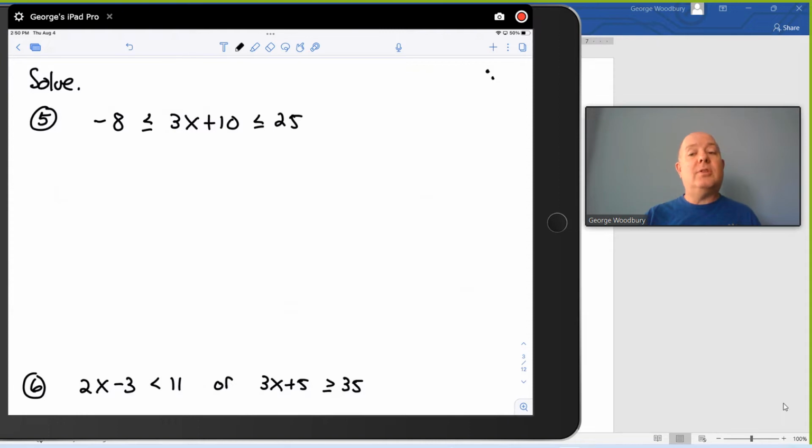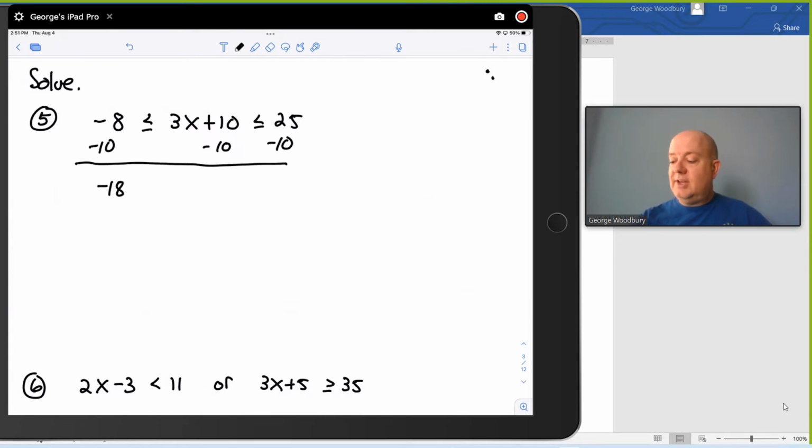We can solve it like a linear inequality. Imagine if the negative 8 part wasn't there and you just had 3x plus 10 is less than or equal to 25. You would subtract 10 from both sides of that inequality. Well, here we're going to subtract 10 from all three branches of the inequality. Now I have negative 18 less than or equal to 3x less than or equal to 15.